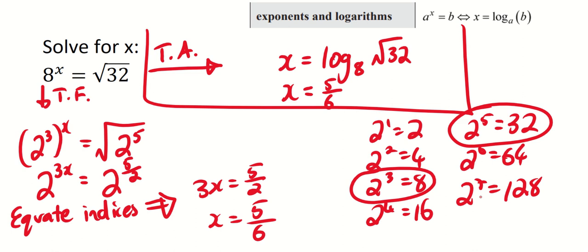as you're after. Okay, so we really need to know powers of 2, powers of 3, powers of 5, just to be able to recognize them, to be able to do these tech-free questions.